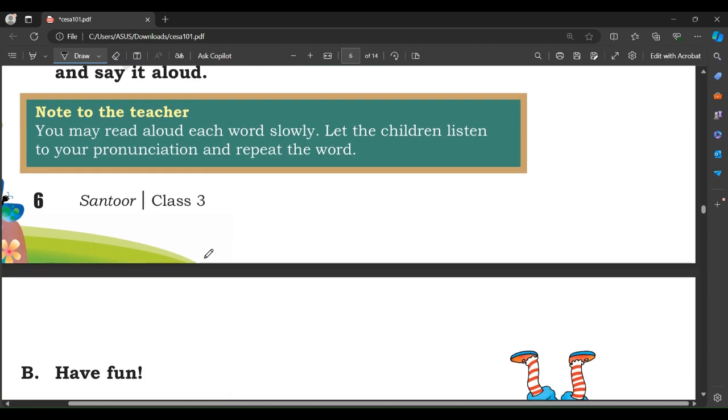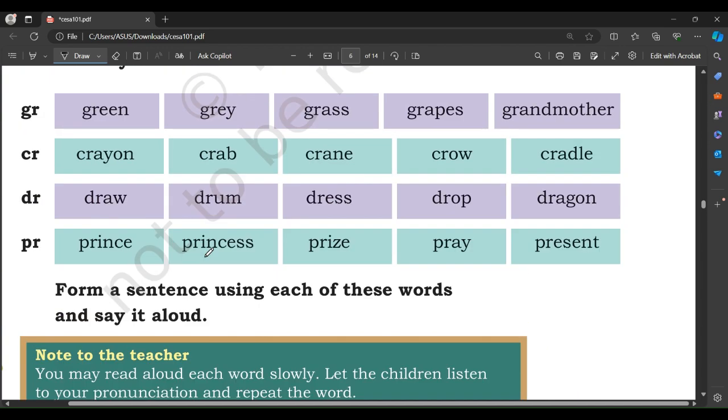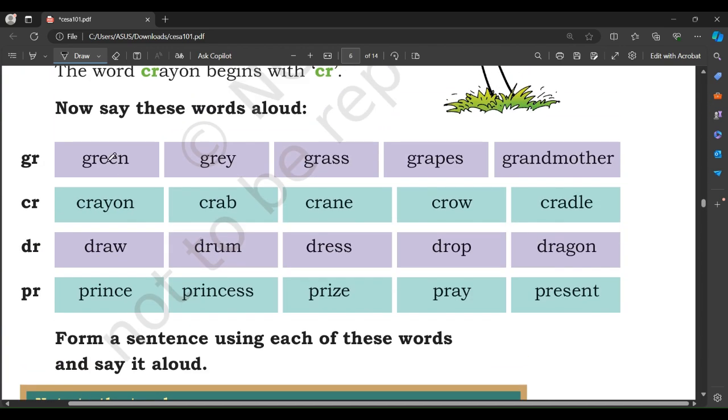You can make sentences using these words. This is a green leaf. These crayons are very expensive. Oh, I drew the picture of a garden. Look at the prince. He is very handsome. Likewise, make small sentences using all these words. Okay.